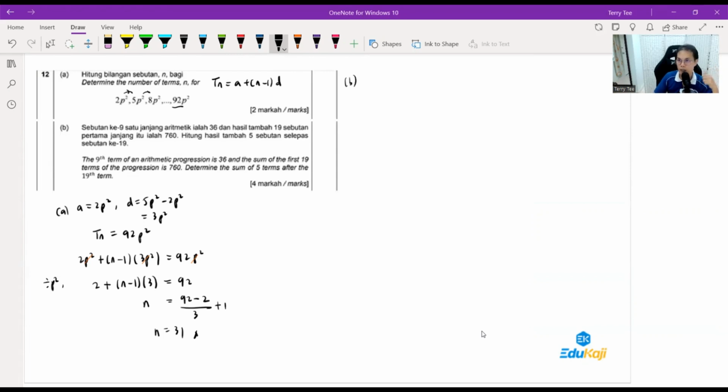All right. Next, we have: the ninth term of an arithmetic progression is 36, and the sum of the first 19 terms is 760. Determine the sum of the five terms after the ninth term. Yeah, the five terms after the ninth term.